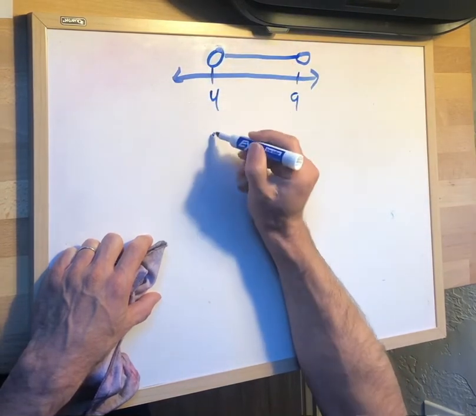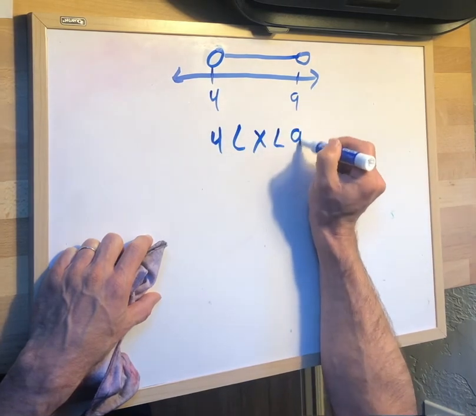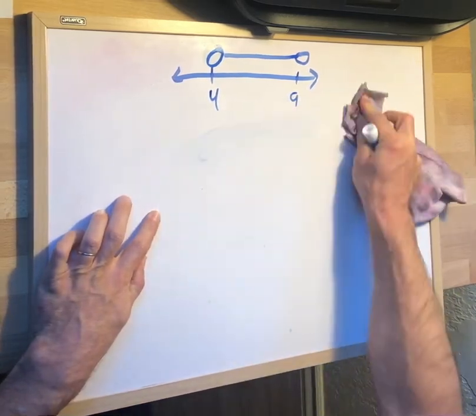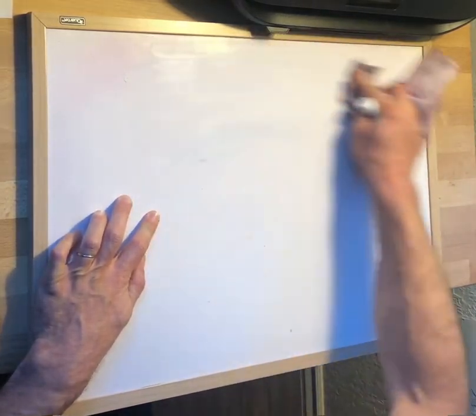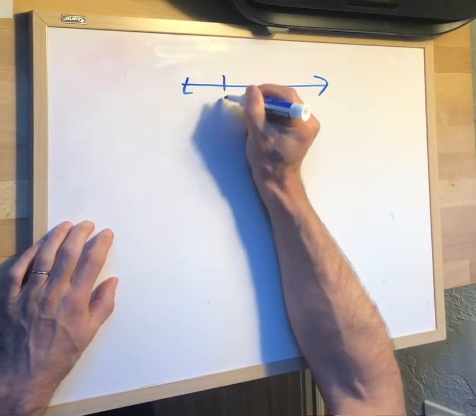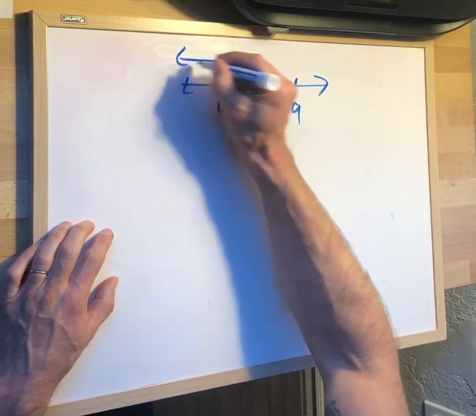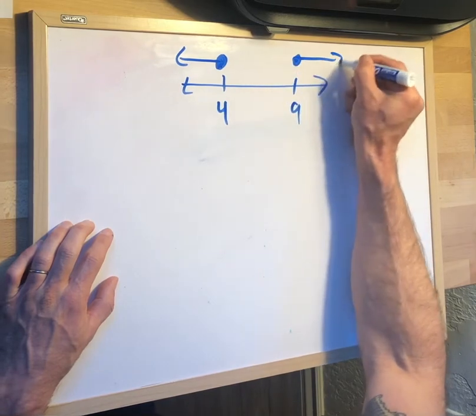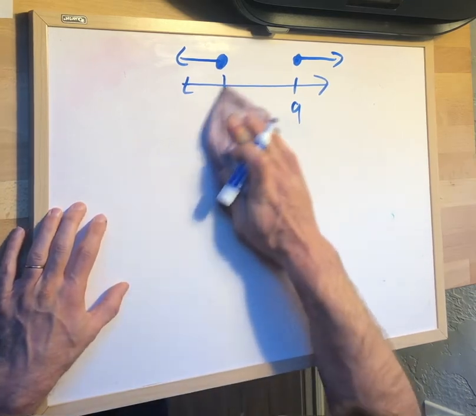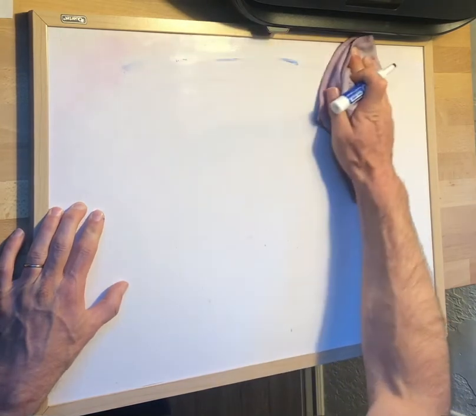So if x was in between these two numbers, we would say 4 is less than x, but it's also smaller than 9. Or we can have inequalities where, with two numbers, let's say 4 and 9, x is less than or equal to 4, or x is greater than or equal to 9. Just reviewing, pretty simple.